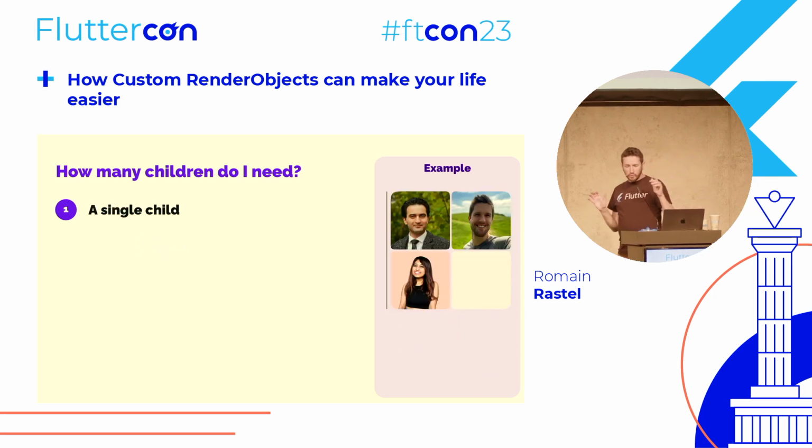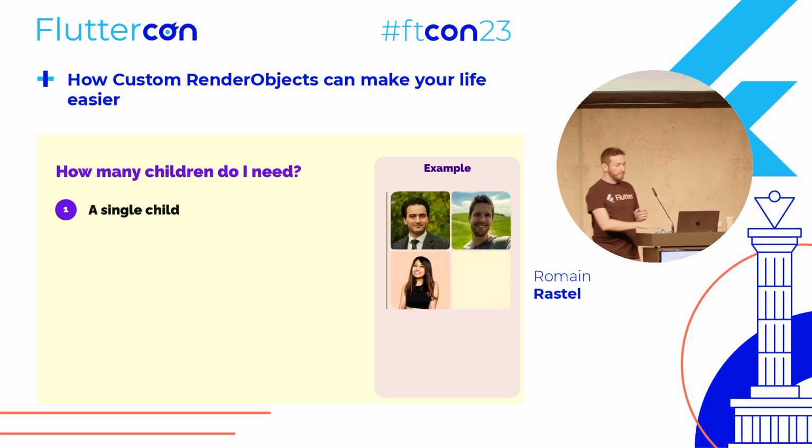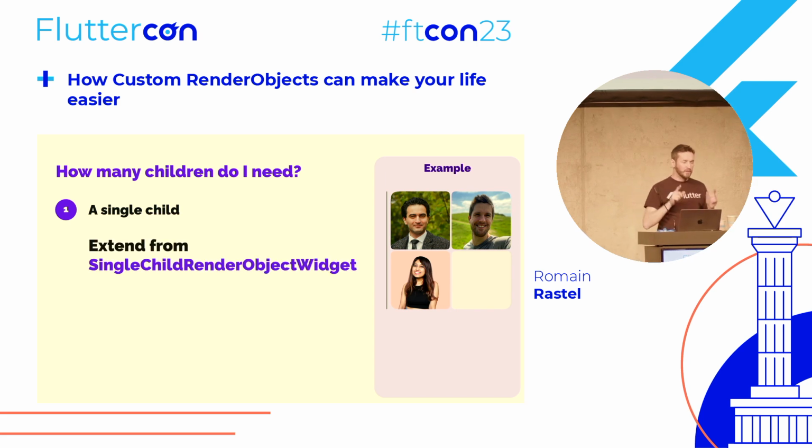Now, if our widget will have only one child, then we need to extend from single child render object widget. For example, here we have our widget with the left gray bar. So there is only one widget because the left gray bar is only painted on the screen. It's not a widget.